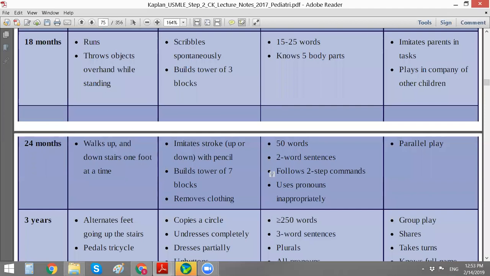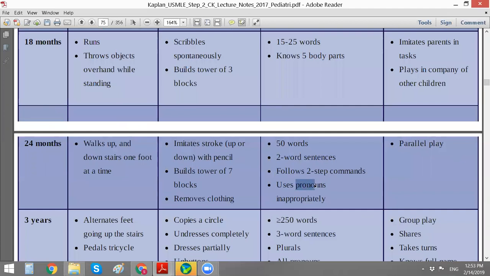Then 24 months is parallel play. Like all the other kids are playing and they will also be playing, but not group play. Group play will come at 3 years. 50 words, and they can say 2-word sentences, follow 2-step commands, use pronouns inappropriately.